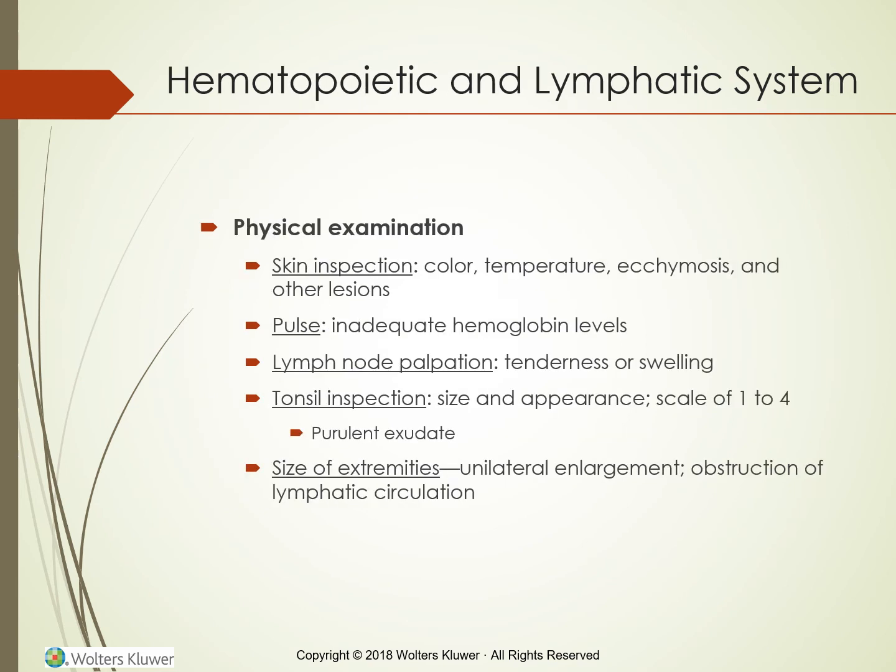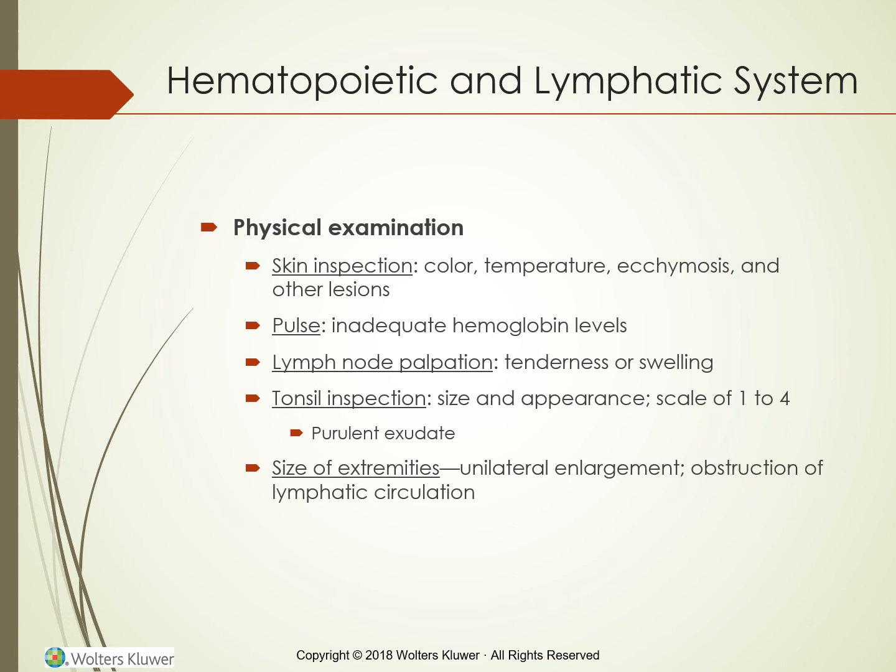Physical examination. Physical examination includes inspection of the skin with particular attention to color, normal, extreme redness, or pallor, temperature, and ecchymosis or other lesions. A rapid pulse rate can indicate reduced erythrocytes or inadequate hemoglobin levels. The nurse palpates the lymph nodes in the neck for tenderness or swelling and notes the size, location, and characteristics of symptomatic lymph nodes. He or she examines the skin adjacent to the nodes for redness, streaking, or swelling.